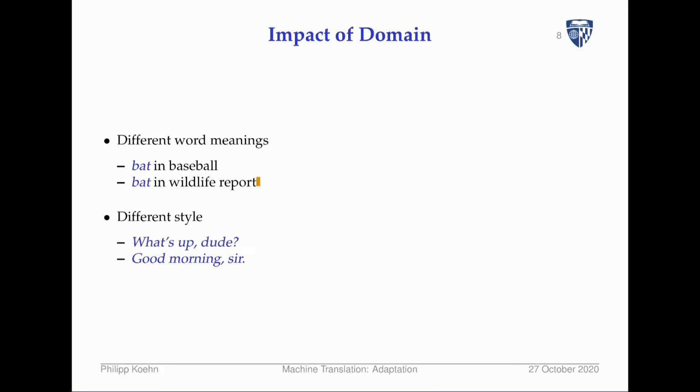So the impact of domain, the most obvious thing that always comes to mind, and I already gave one example of that with the word window, but here's another example with the word bat, which means one thing in baseball. It's the thing you hit the ball with. And it means something completely different when you talk about wildlife and animals, then it's this kind of mouse that has apparently grown wings and is flying around. That's one thing. So that's very glaring.